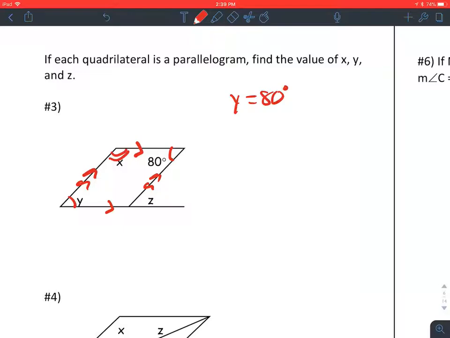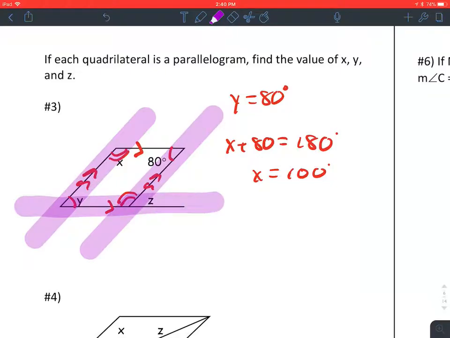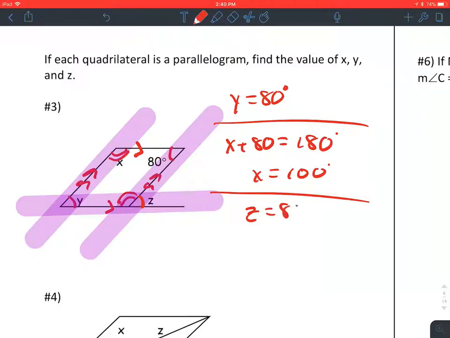Angle x and its opposite angle have to be the same. We don't know what those are, but we do know that x plus 80, those are consecutive angles in a parallelogram. They have to be supplementary. Therefore, x is 100. If we extend, make auxiliary lines here, those 3 purple lines, we have 2 parallel lines and a transversal. Y and z are corresponding angles. Since our lines are parallel, that means those are congruent. That's the corresponding angles postulate. Therefore, z is also 80.